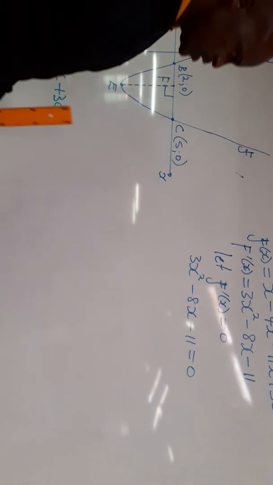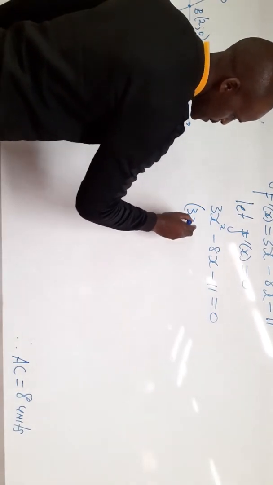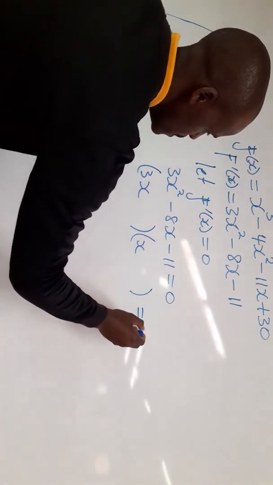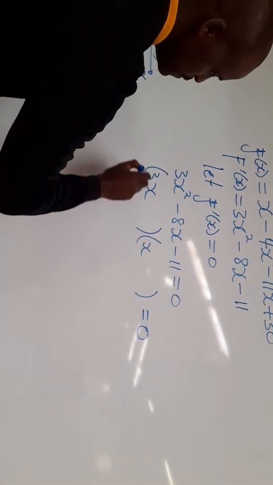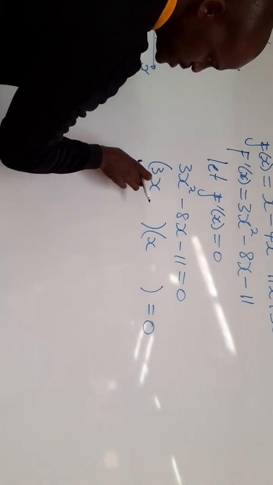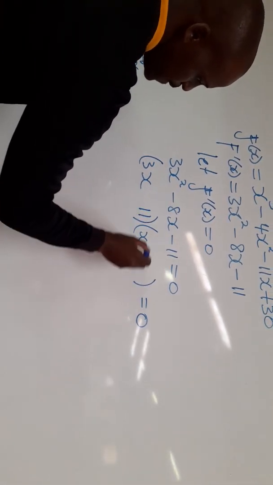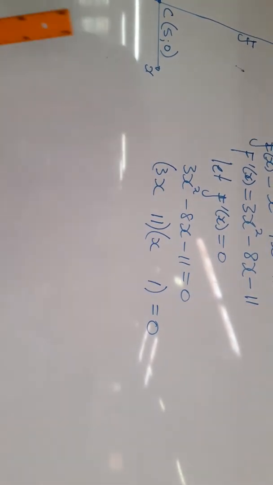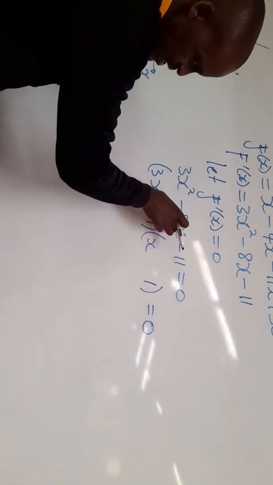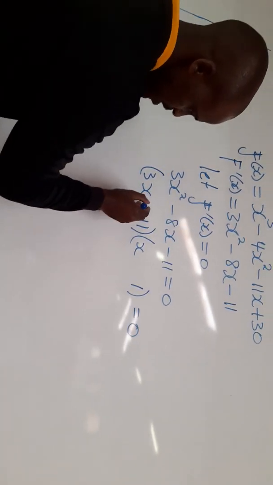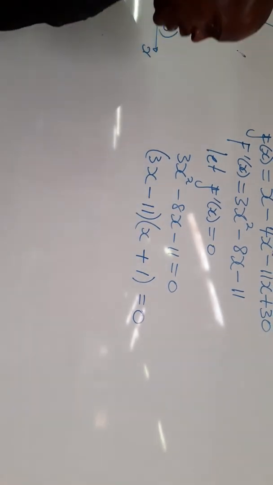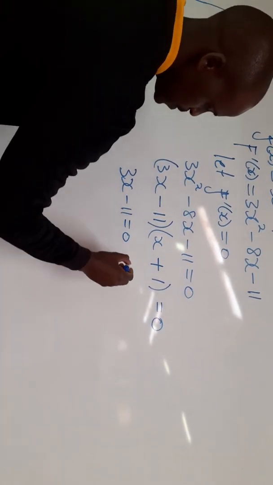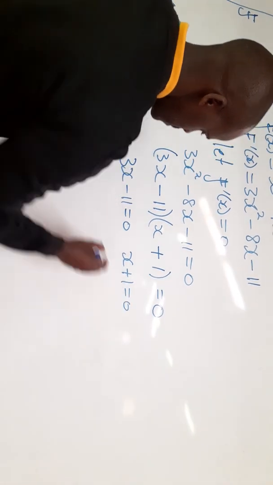And then the next step, we factorize. That's equal to 0. And then we are going to have 3x and x. So this will be 11 and 1. Let's check. 11 minus 3, that is 8. So we need a negative value on our middle term. So it's negative here, and this will be plus 1. Therefore, 3x minus 11 is 0, and then x plus 1 is 0. We solve here.